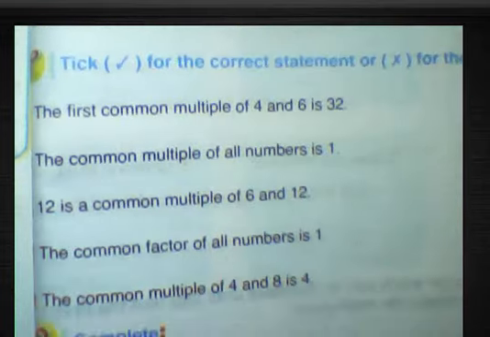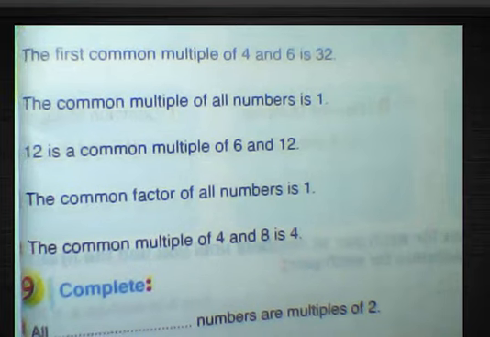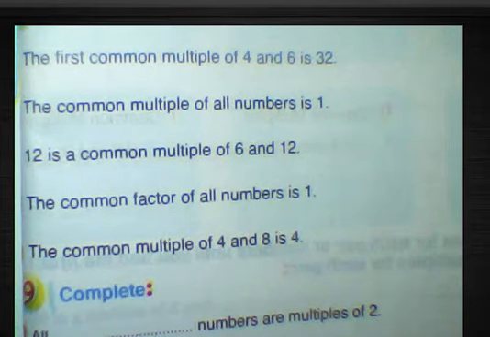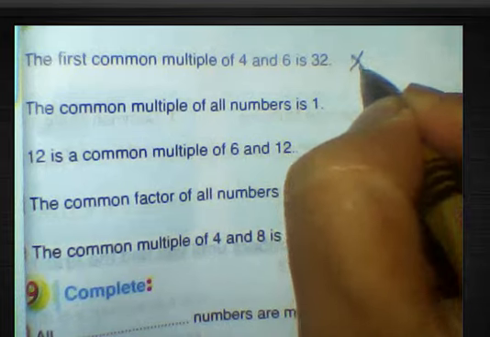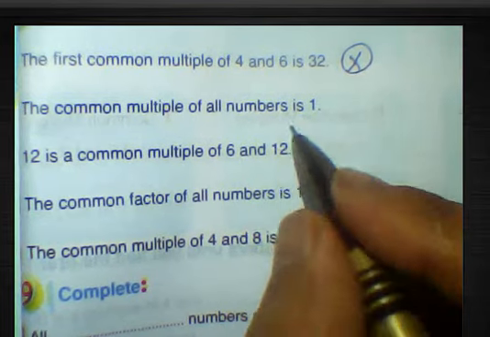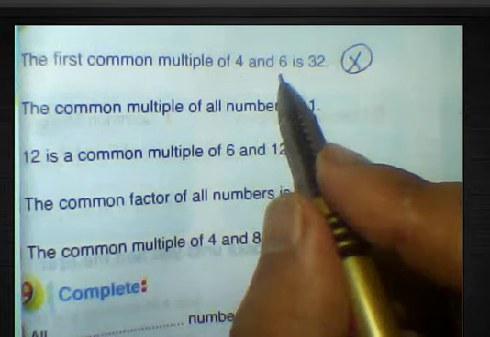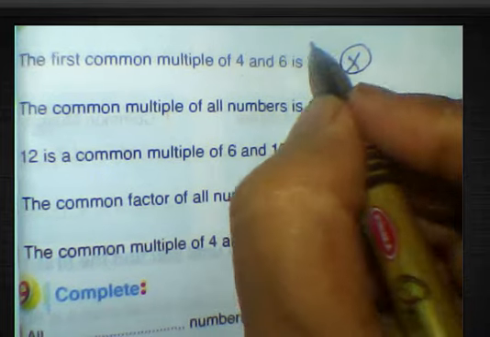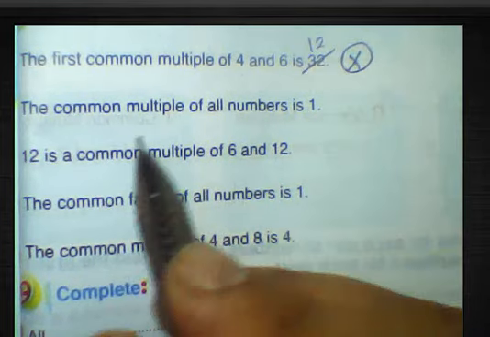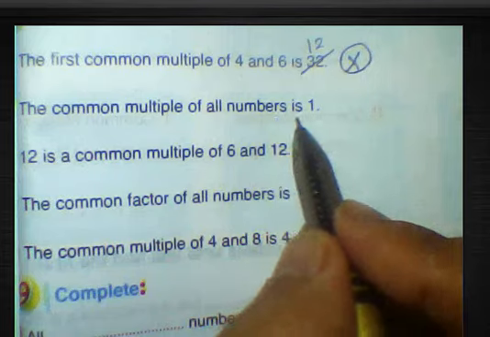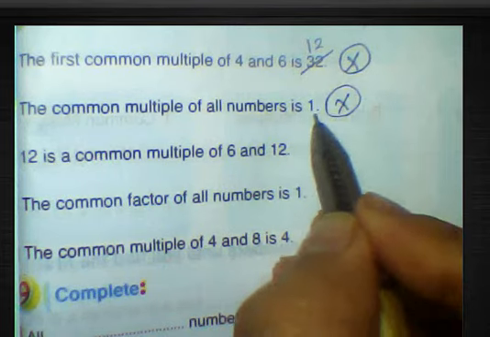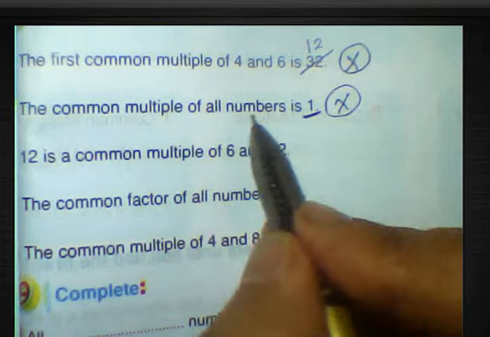Check true or false. The first common multiple of 4 and 6 is 32. It's false, because the first common multiple of 4 and 6 equals 12. The result will be 12. The common multiple of all numbers is 1. It will be false, because the common multiple of all numbers will be 0.